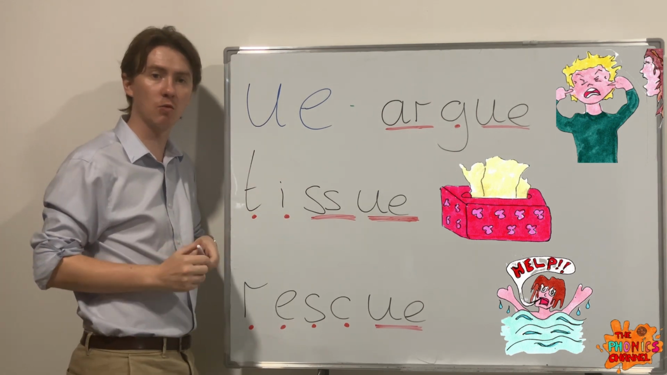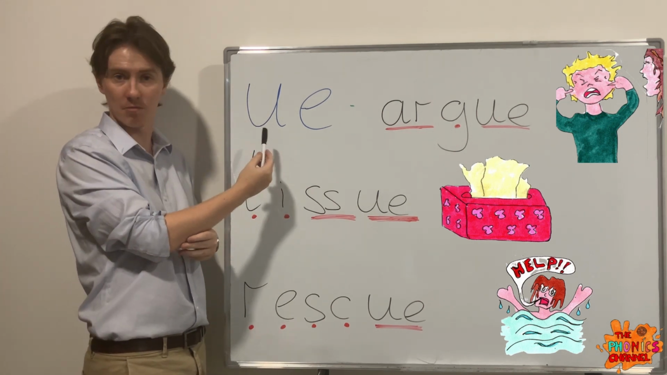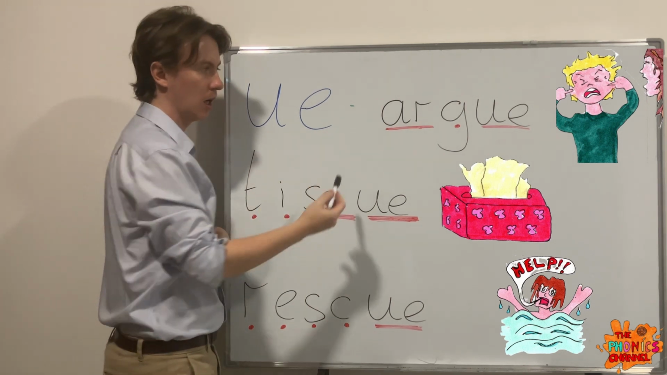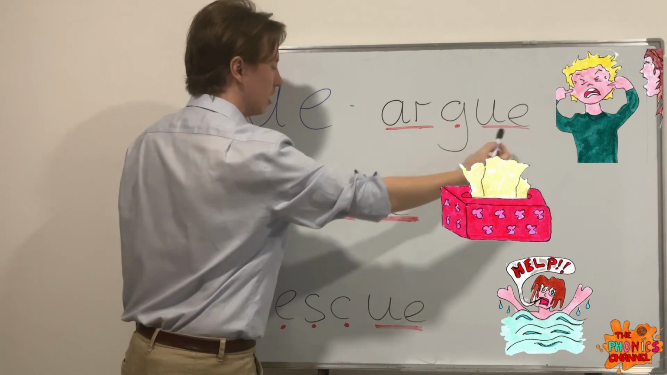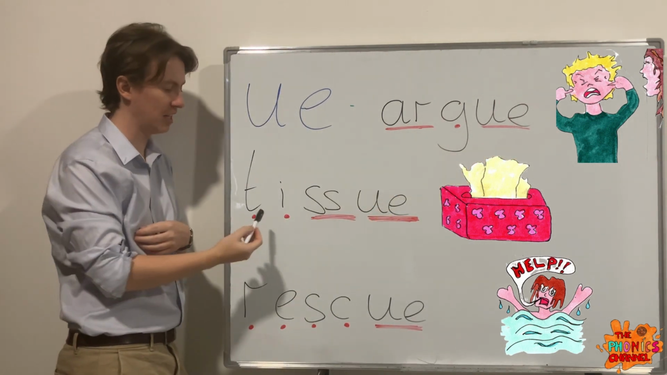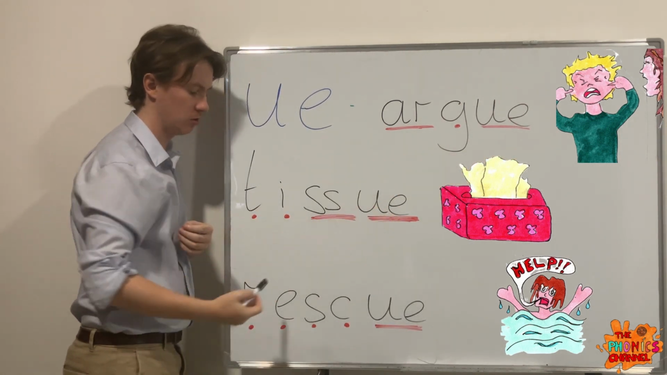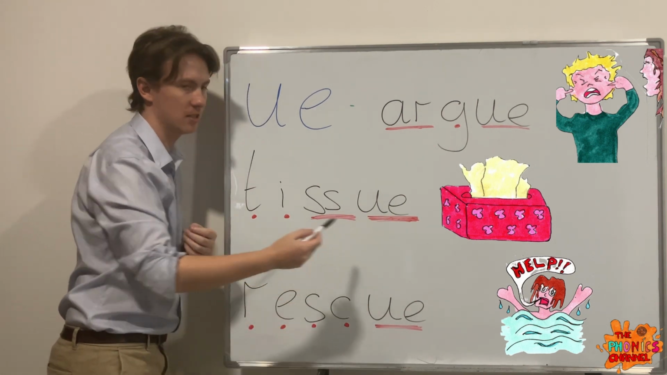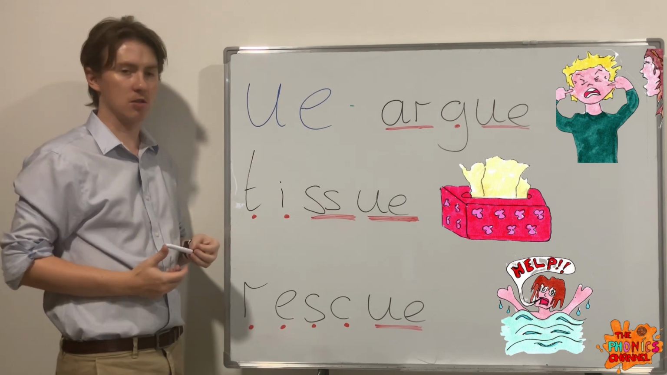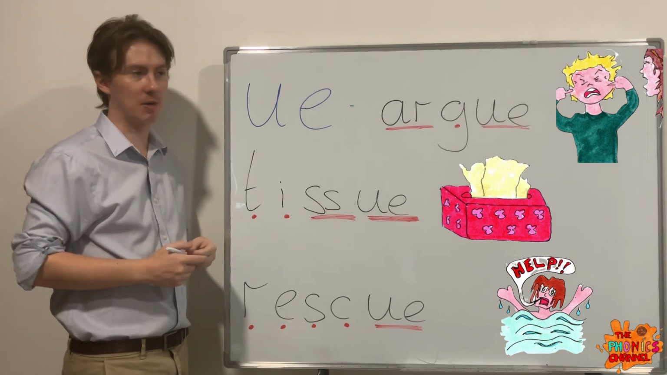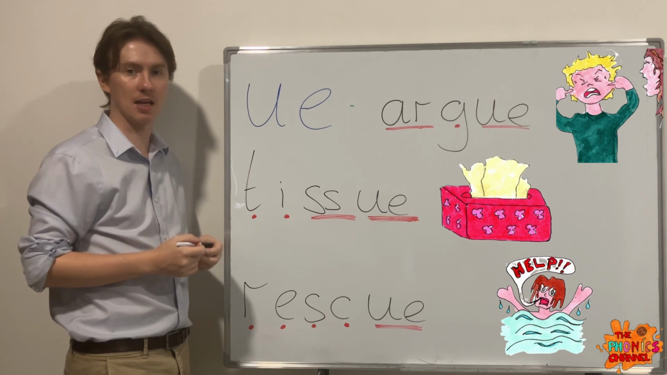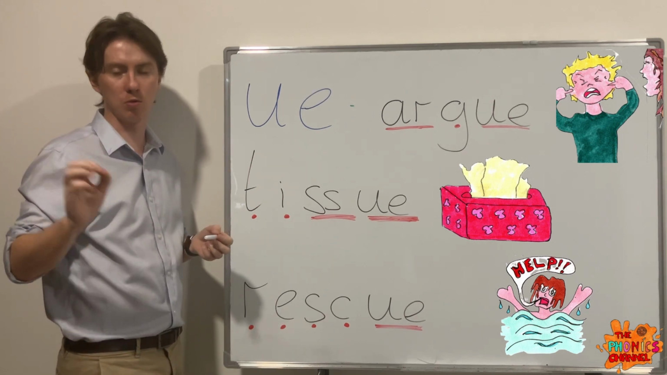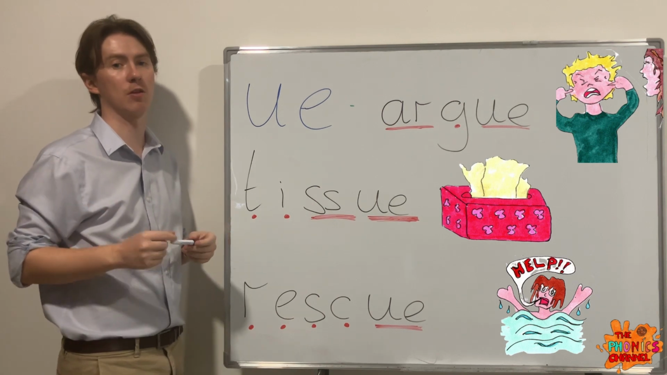Make sure you're saying it at home with me, like always. Argue. Argue. Tissue. T-ish-u. Tissue. Rescue. R-e-s-c-u. Rescue. So just the last reminder, this 2-letter sound here can make the OO sound or it can make the U sound depending on the word.